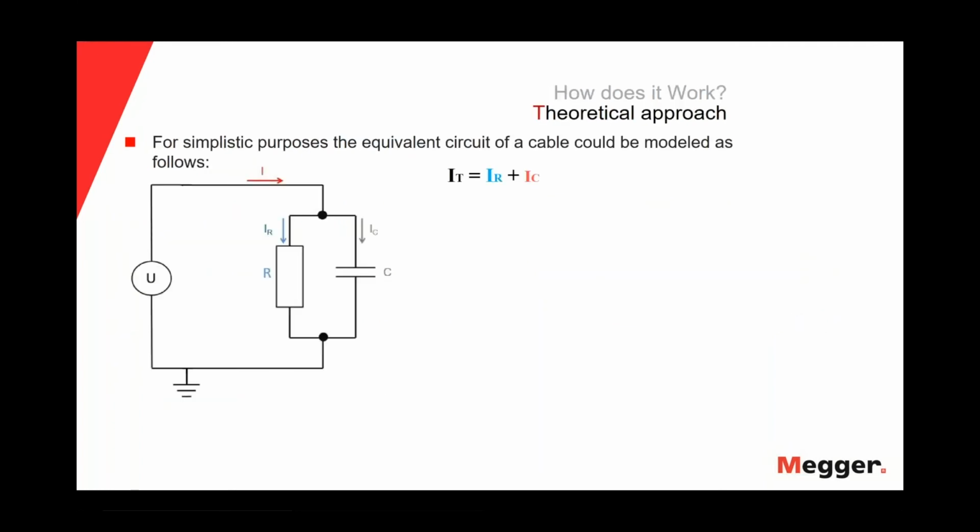How does it work? Well, let's first use some kind of theoretical approach. For simplistic purposes, let's say that the circuit we are seeing right now is the equivalent circuit of a cable. In this circuit that models a cable, the total current will be the current that goes through this resistor plus the current that goes through this capacitor. So the total current will be equal to the resistive current plus the capacitive current.